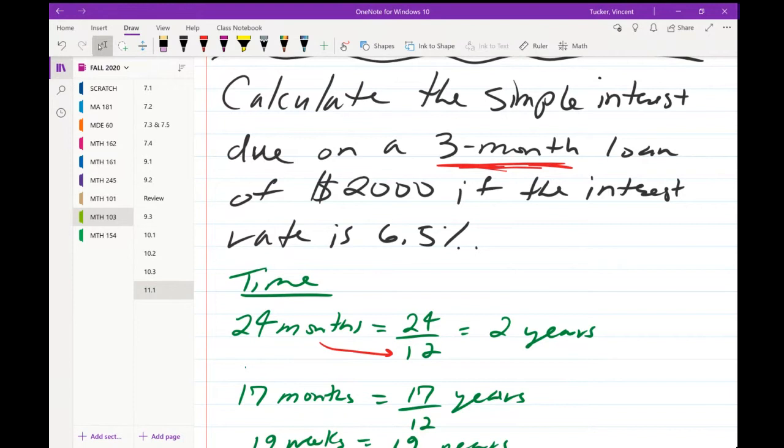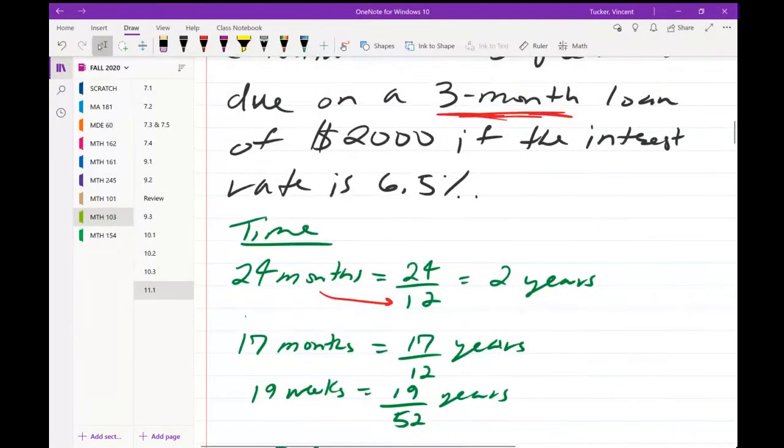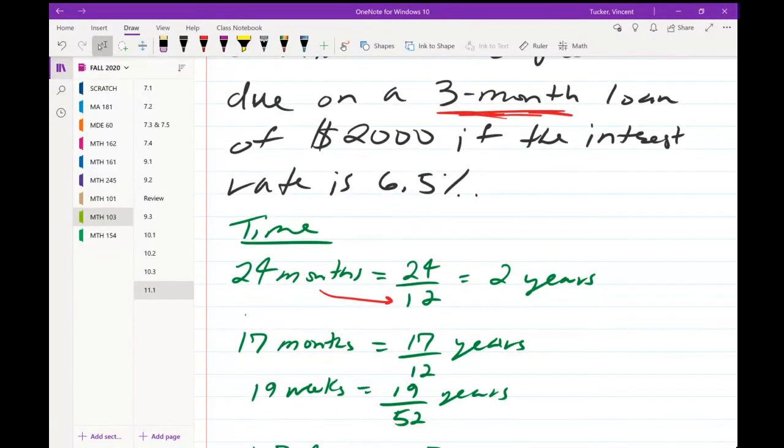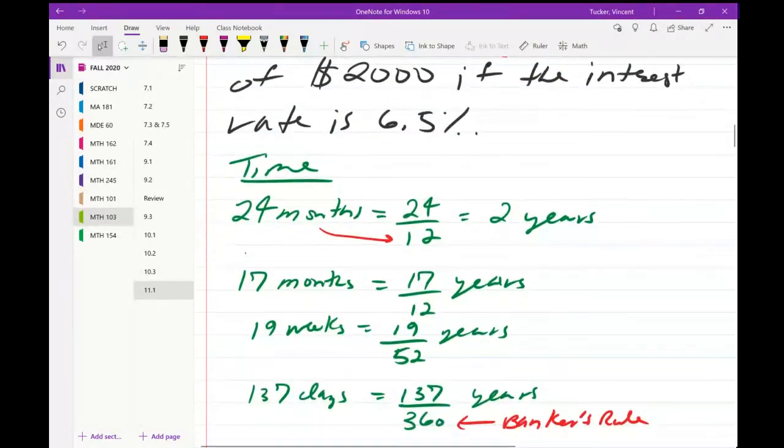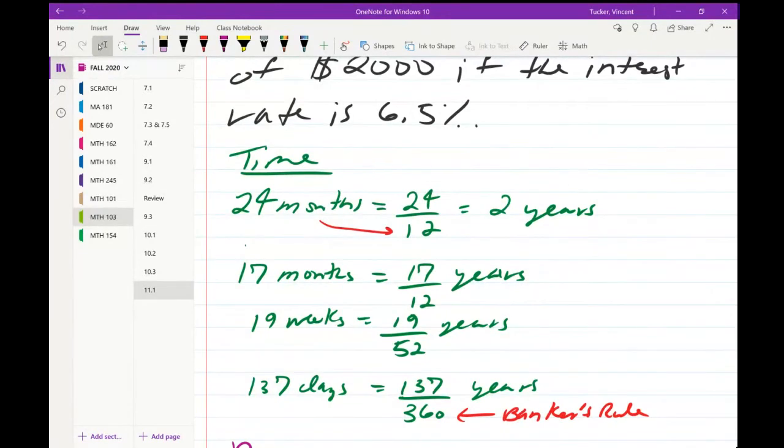All right, and so that's an easy one. But we would do the same thing no matter what the number is. If I have 17 months, divide that 17 by 12, once again, because there are 12 months in a year. So that would be 17 over 12. 19 weeks. If I want to convert that to years, I will put that 19 over 52 because there are 52 weeks in a year. And then if I had 137 days, I would actually put that over 360 instead of 365. And that's because of Banker's rule.